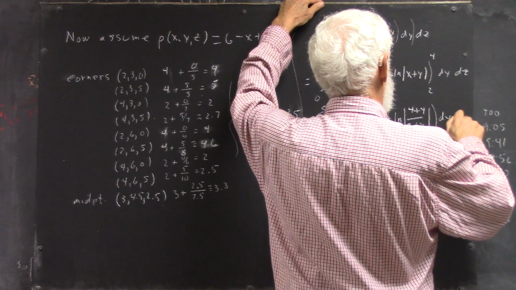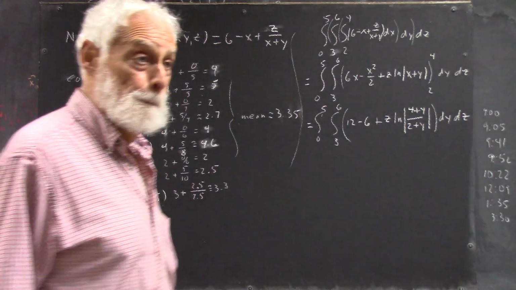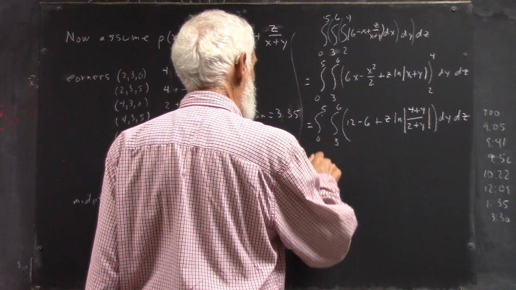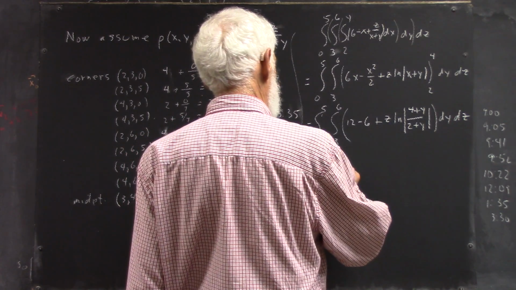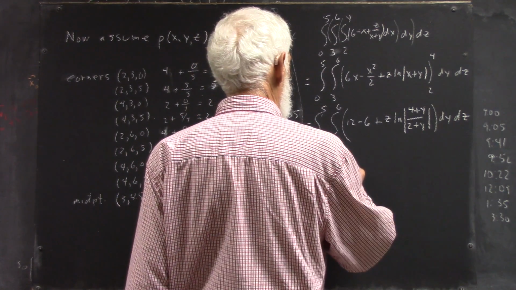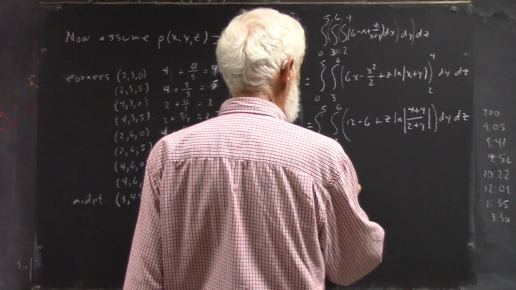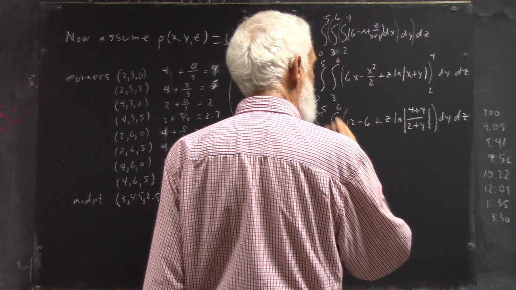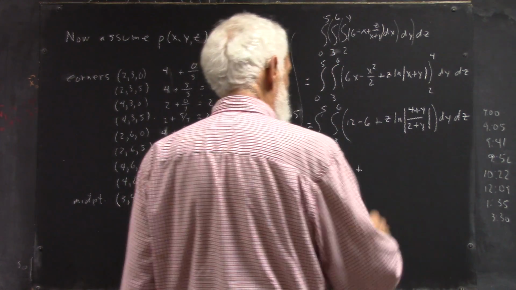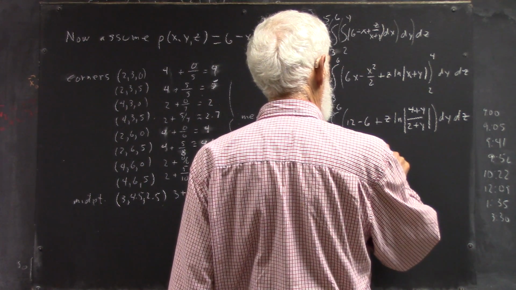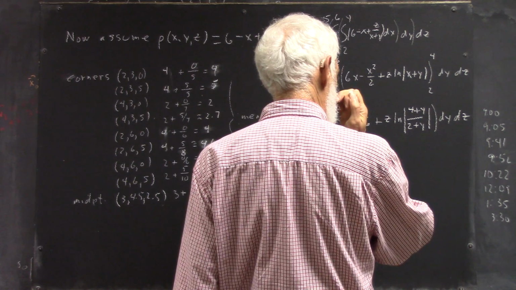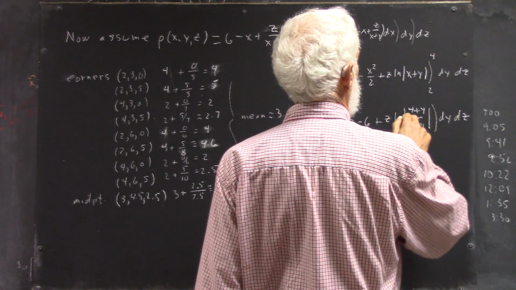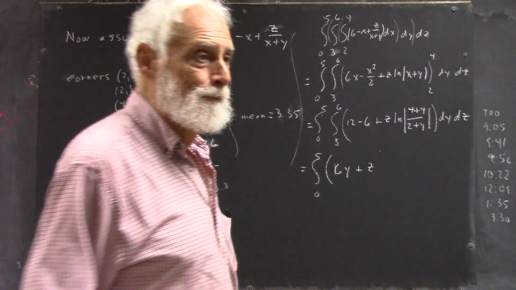But now we have this, and we integrate with respect to y and z. Well, very easy. With respect to y, we get, well, 12 minus 6 is 6, so we get 6y plus, I'm going to skip a step, z times the integral, well, the antiderivative of the natural log of 4 plus y, right?